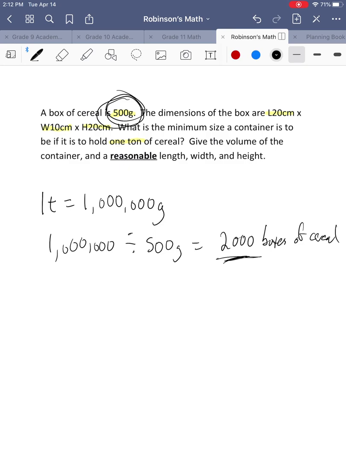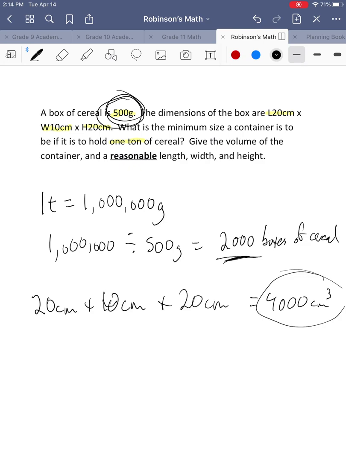We know the dimensions of 1 box are a length of 20 centimeters, a width of 10 centimeters, and a height of 20 centimeters. So if we multiply the length of 20 centimeters times the width of 10 centimeters times a height of 20 centimeters, we know that this equals 4,000 cubic centimeters. So we know that 1 box is going to be 4,000 cubic centimeters.